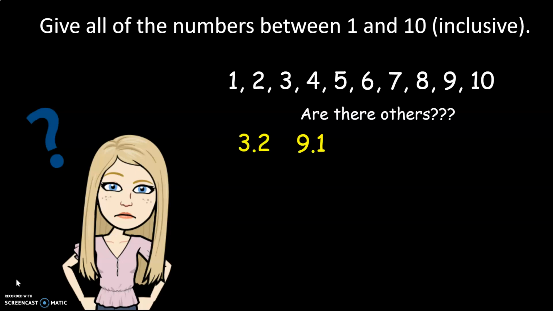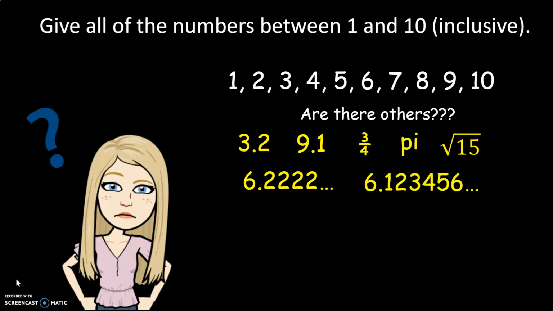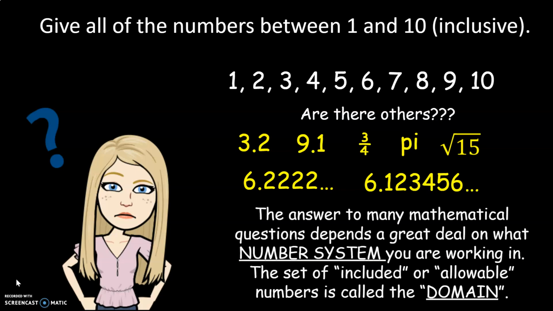There's 3.2, 9.1, 3/4, pi, which is 3.1415, square root of 15, that would be 3 point something as well, 6.2 repeating, 6.1, 3, 4, 5, 6, and so on. All of these numbers here also lie between 1 and 10. So the answers to many mathematical questions depend a great deal on what number system we are working with. The set of included or allowable numbers is called the domain.